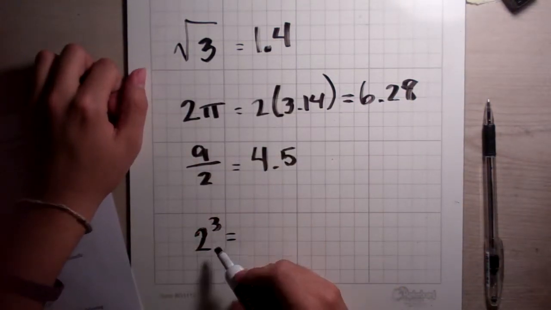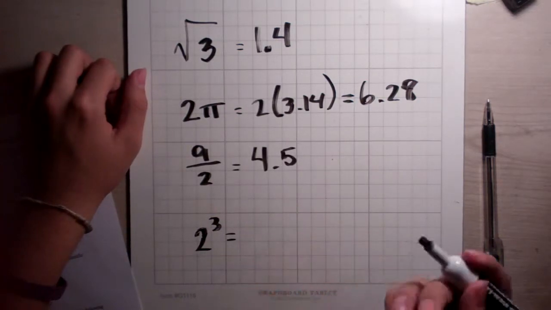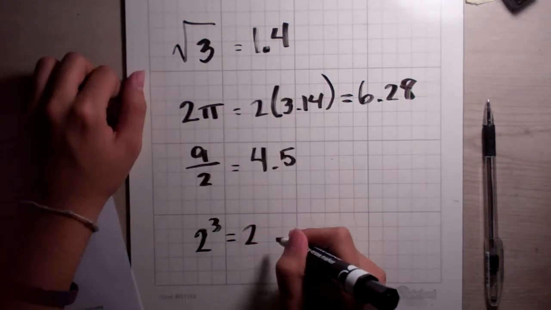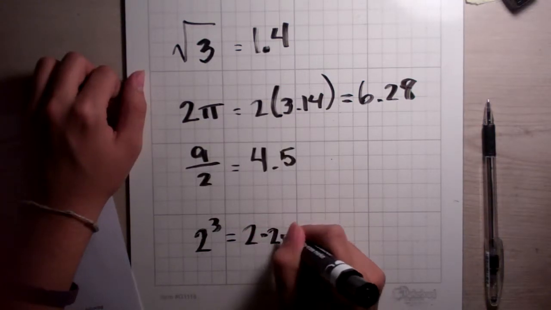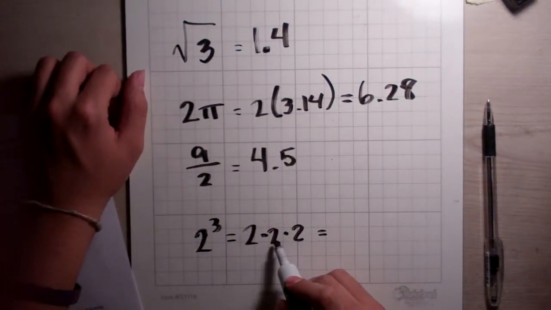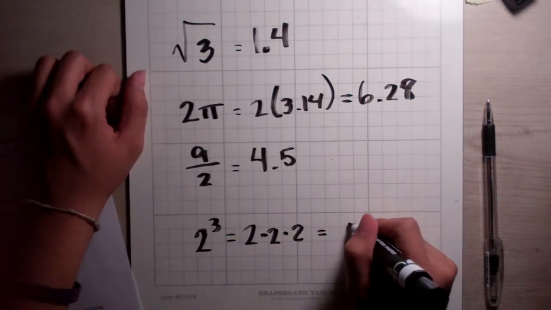And finally, we have 2 to the third power. Well, what does 2 to the third power mean? It just means 2 is being multiplied by itself 3 times. So 2 times 2 times 2. Well, 2 times 2 is 4, times another 2, that's just 8.